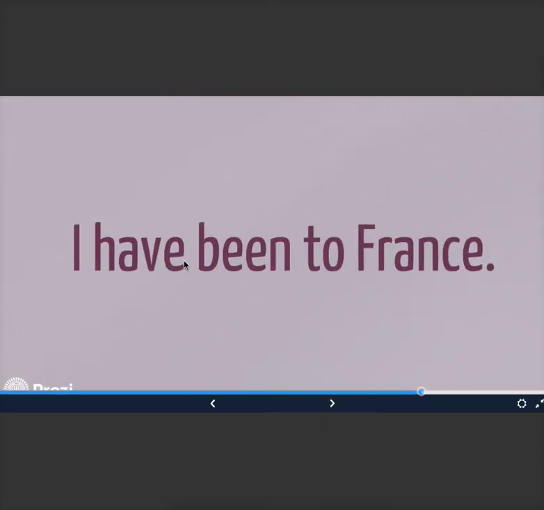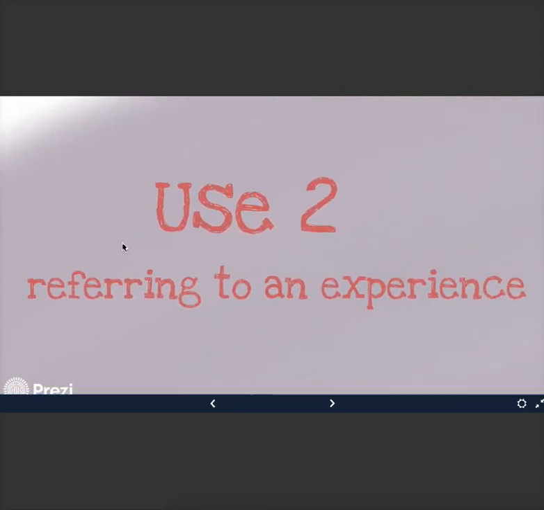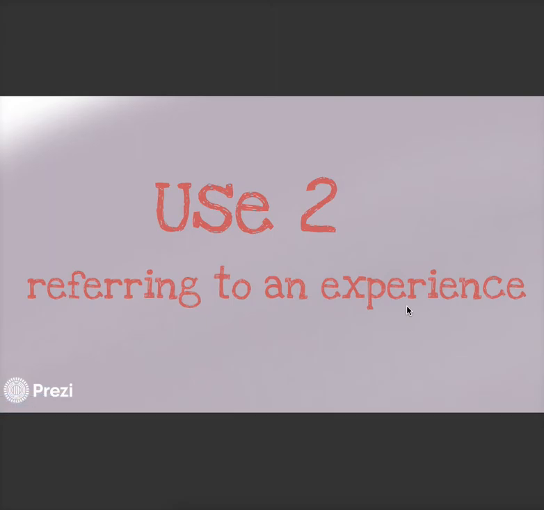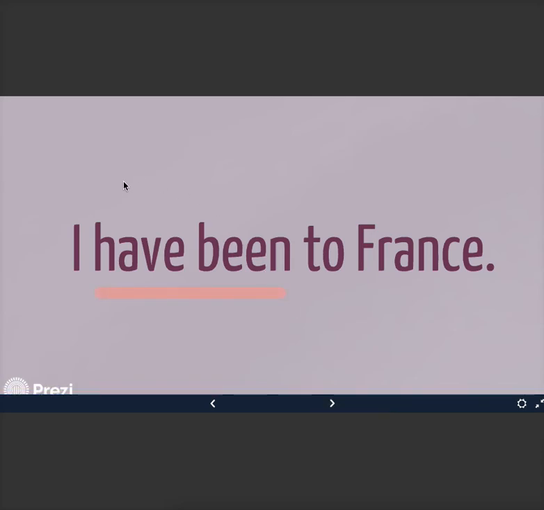The first one: I have been to France. Don't worry. Use number 2, referring to an experience. So use number 2 to talk about experiences. Remember this: present perfect can be used to talk about experiences. So, like the example, guys, I have been to France.